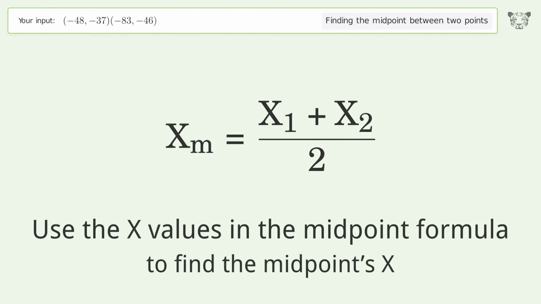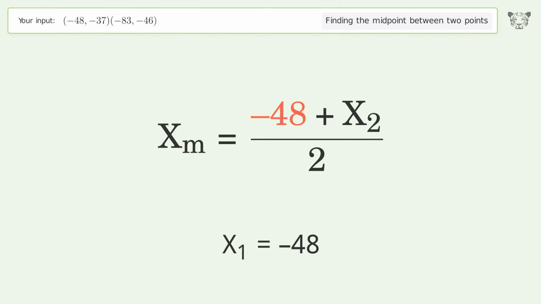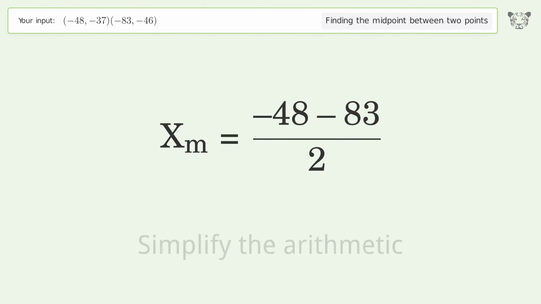Use the x values in the midpoint formula to find the midpoint's x. x1 equals -48. x2 equals -83. Simplify the arithmetic.